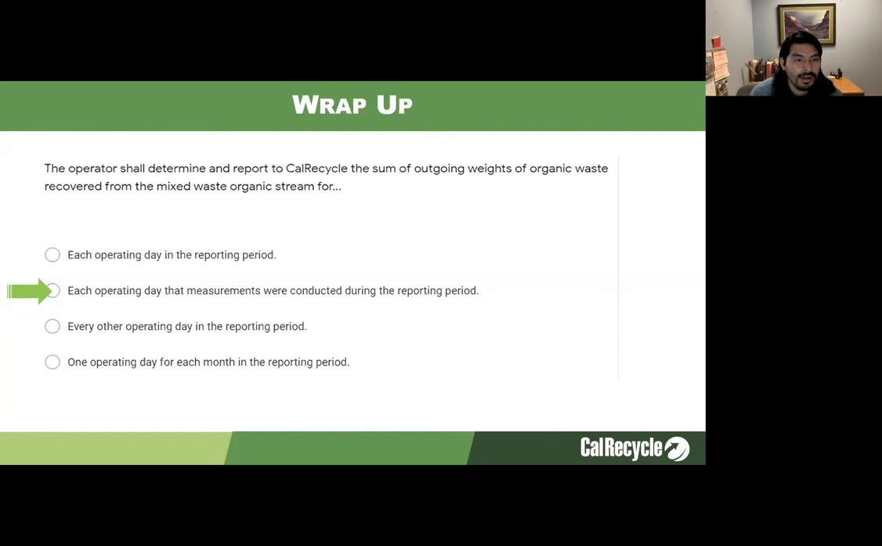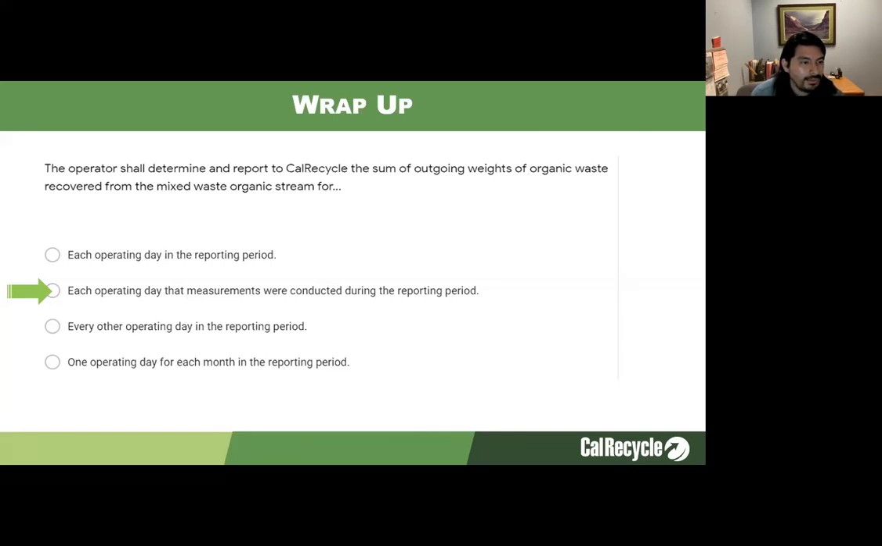We also talked about briefly in the video, and later and throughout the training, that there could be alternative frequencies that the EA may direct the operator to use in order to improve accuracy, in which case the correct answer for this one will be the second one, each day that measurements were conducted during the reporting period.